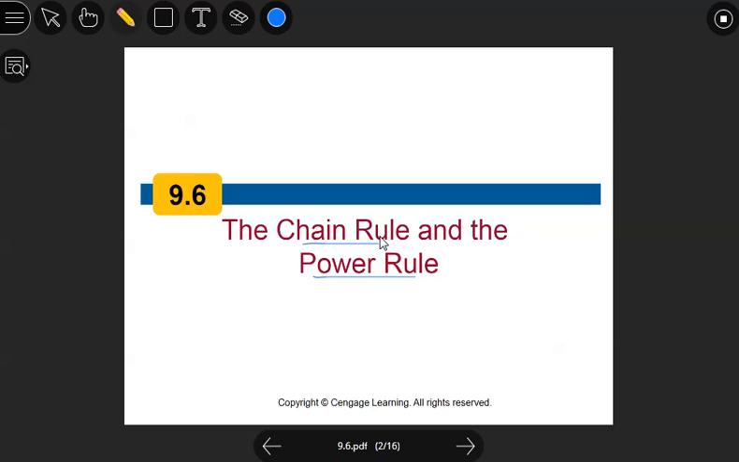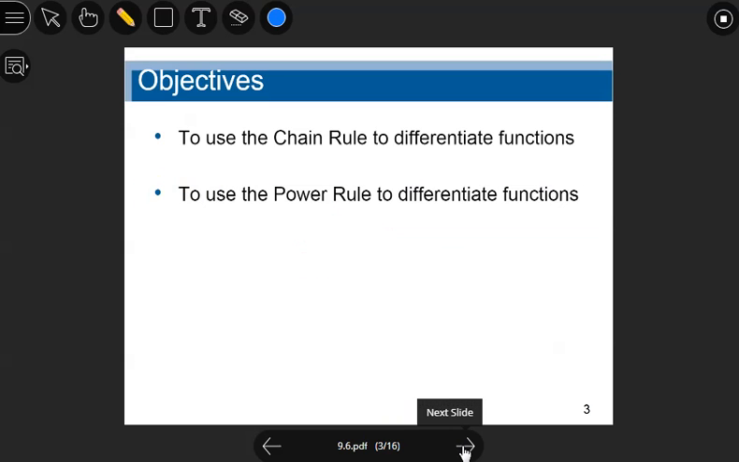Especially if you are given some higher power of some given polynomials or some algebraic terms, using this power rule we can find it very efficiently, and also some complex expressions of x we can differentiate using the chain rule. So first let's discuss the chain rule.